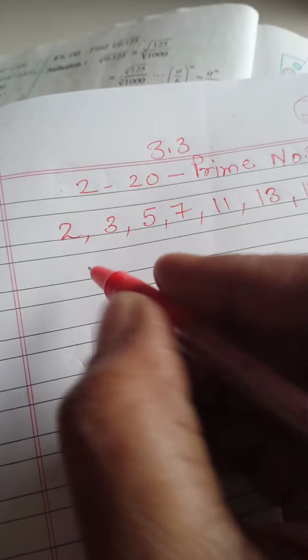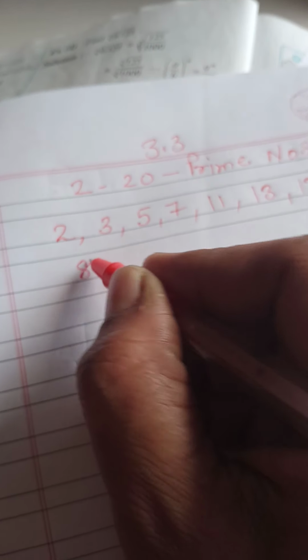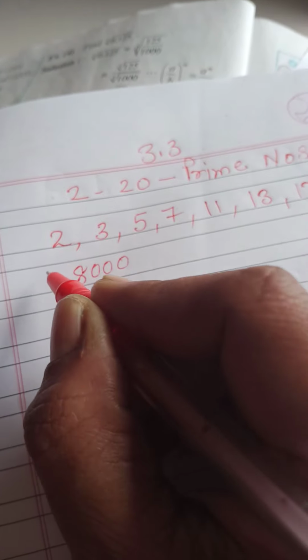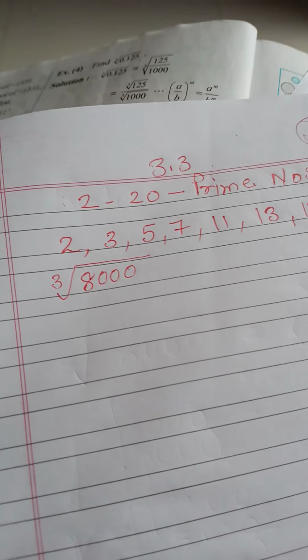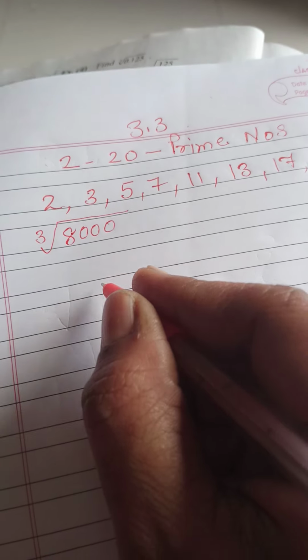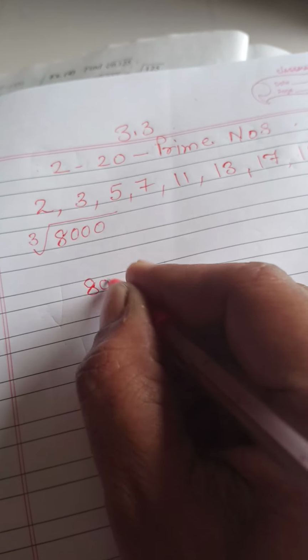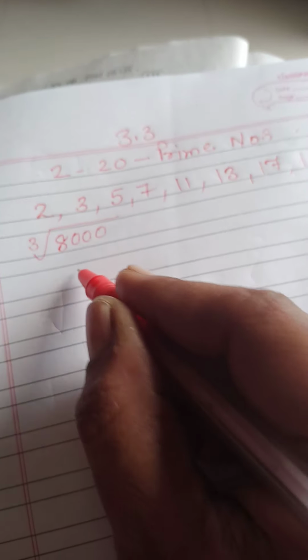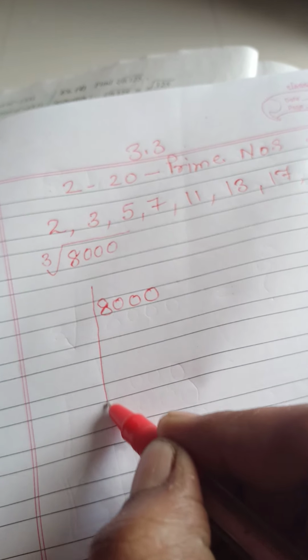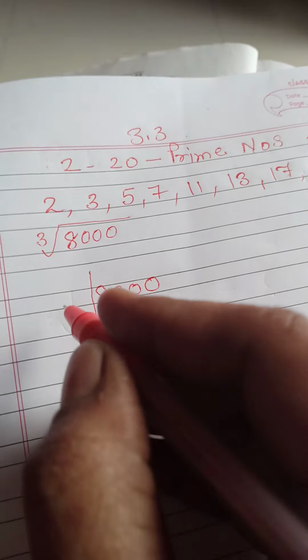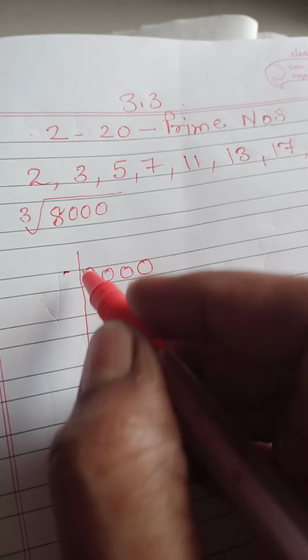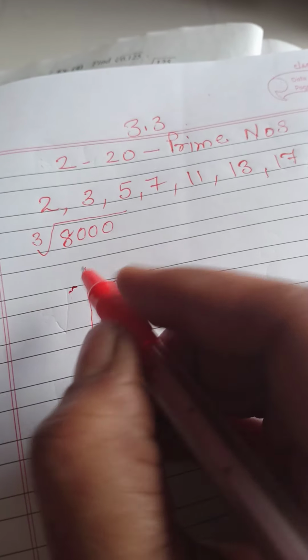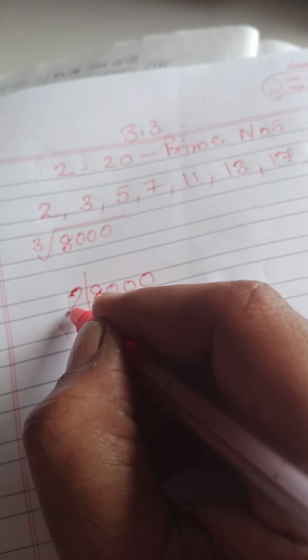So now you have the number 8000, and you have to find the cube root of this 8000. Now how are you going to solve it? Go for the prime factorization, which you have studied in your lower classes. Always start with the smallest prime number, here it is 2. So I'll start with 2.